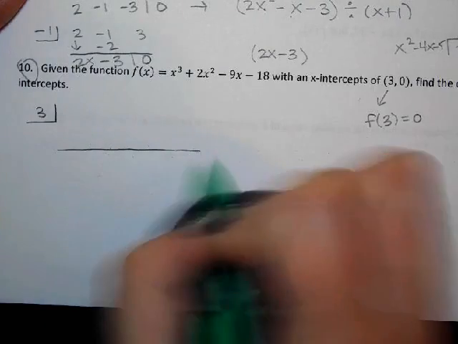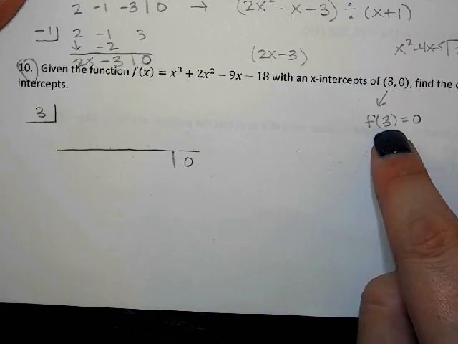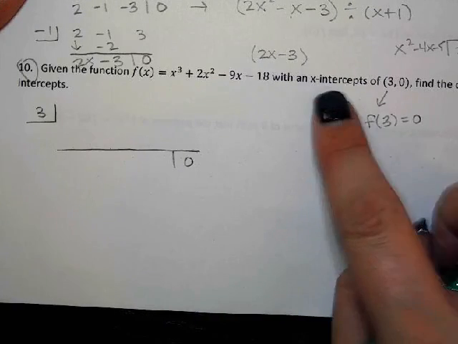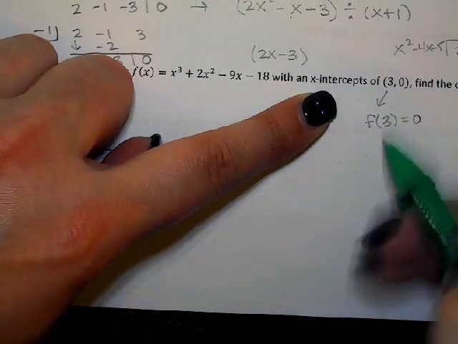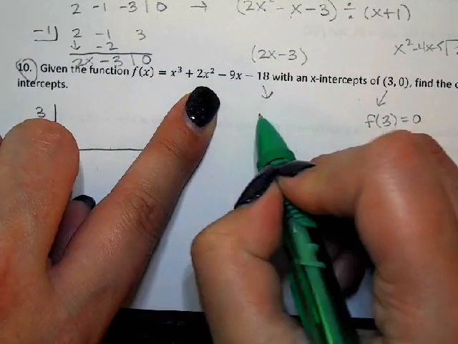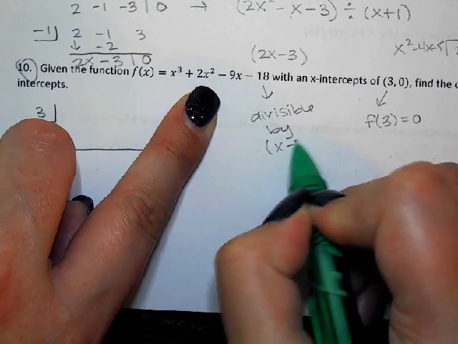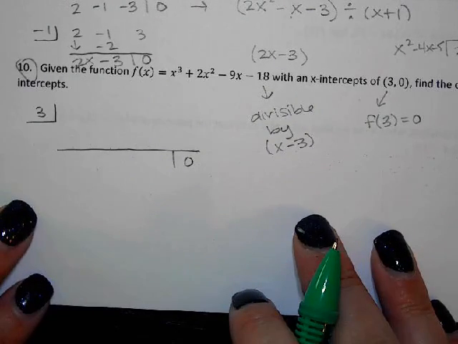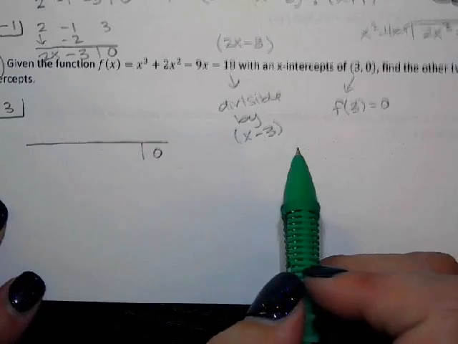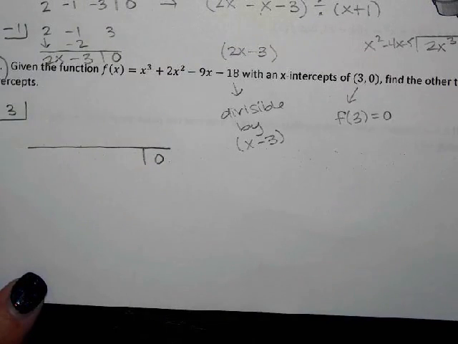0. All right, so they said that you had one x-intercept, and we know that x-intercepts are always factors of the problem. So if you have an x-intercept, it means that this is divisible by x minus 3. That's what having a factor means. So when they're telling you to find the other intercepts, they're telling you to find the other factors. So it's the same as problem 9. It's just phrased a little bit differently, and they gave you less information.